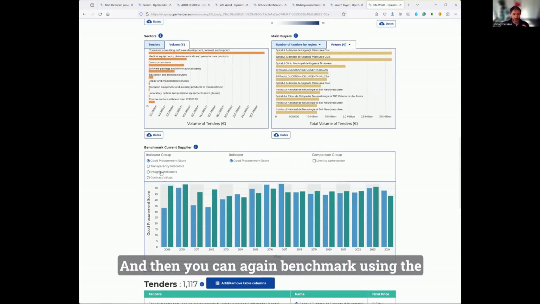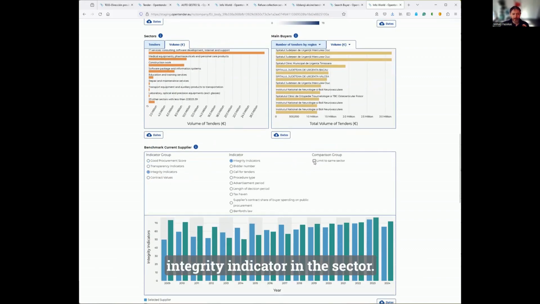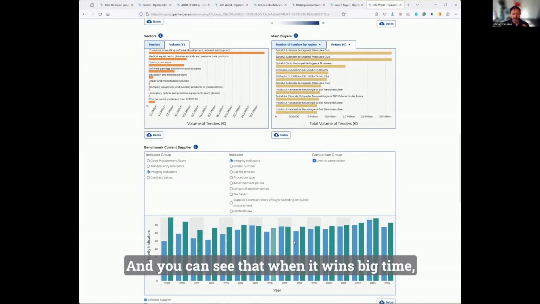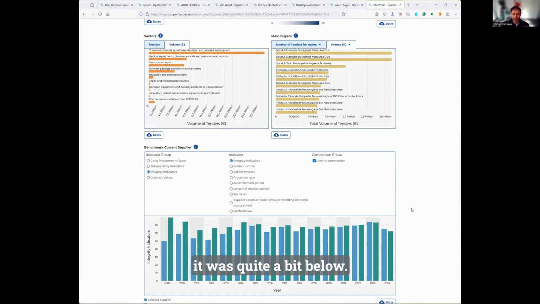Okay, and then you can again benchmark using the integrity indicator in the sector, and you can see that when it wins big time, it's considerably, well, not dramatically, but considerably under the other companies in the sector, especially in the 2010s, it was quite a bit below.